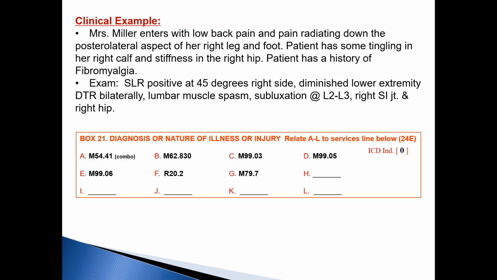So here we go, M54.41. I call that a combo code. That's low back pain with sciatica, right side. We have spasm, lumbar subluxation, and then we have the pelvic subluxation and the lower extremity, right hip subluxation, and then we have the numbness and then fibromyalgia.